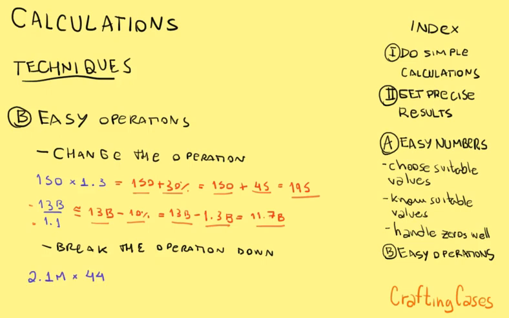Now, again, a practical example. Pause again and think of how you would do it before you watch my solution. Here's what I would do. 2.1 million times 44 is 2.1 million times 40 plus 2.1 million times 4. And that's 84 million plus 8.4 million, which is 92.4 million.